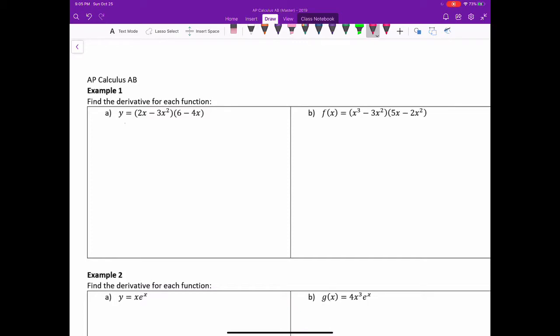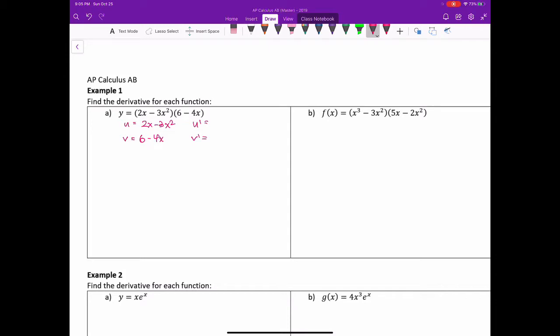So you could do U and then V and then U prime and V prime, and then assign something to be U, the first one, 2x minus 3x squared, and V be the second one, 3 minus 4x. Now, listen, it's not required. I'm just saying you can.